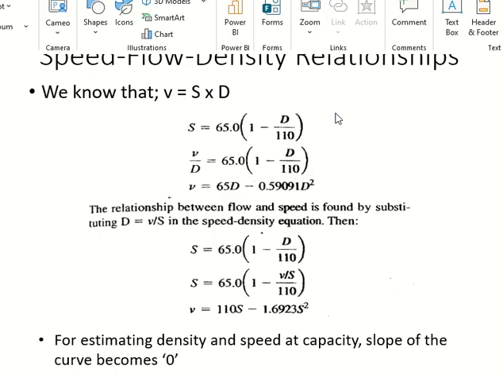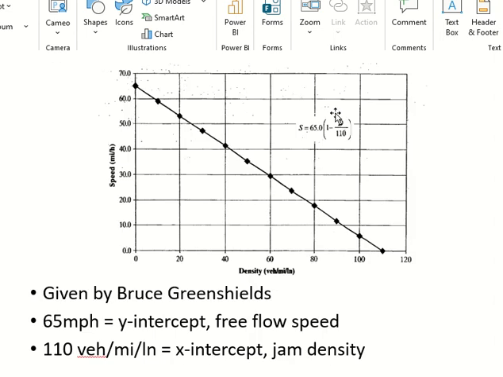Before I move forward, I'll go back. Now look at these values here. 65 is what? Free flow speed, right? This value. How much speed did you get? 32.5. Do you see the relationship between them?